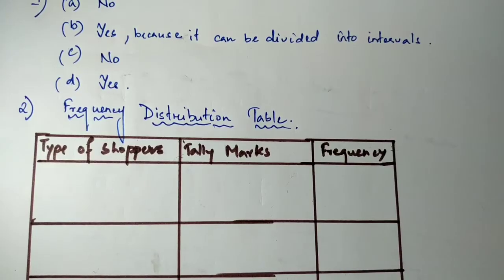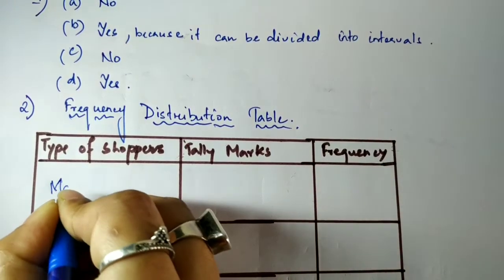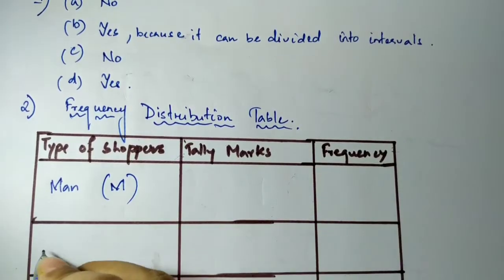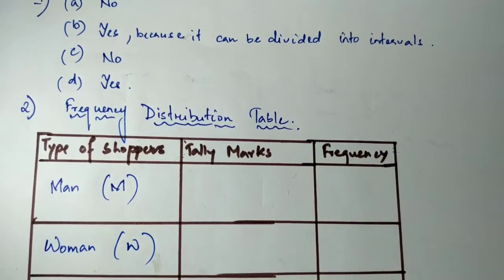Now let us see, this frequency distribution table will look something like this. The first column will be the thing that is given, whether it is number of athletes or type of athletes or number of people. So we have to write the type of shoppers, and these are men, women and all. So first of all the men, so for men if it is given as M, we'll write like this. Similarly for women it's given as W, and so on we'll write girl and boy.